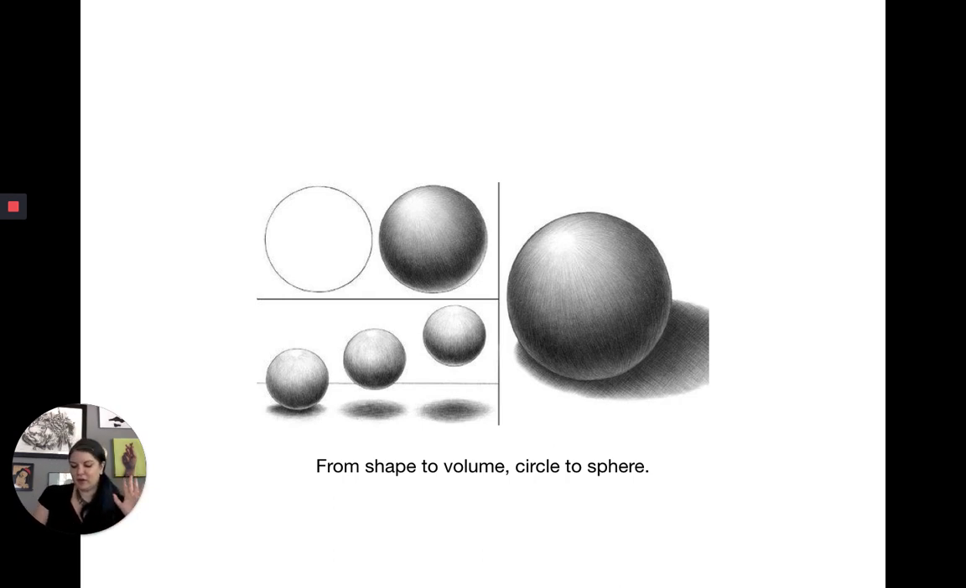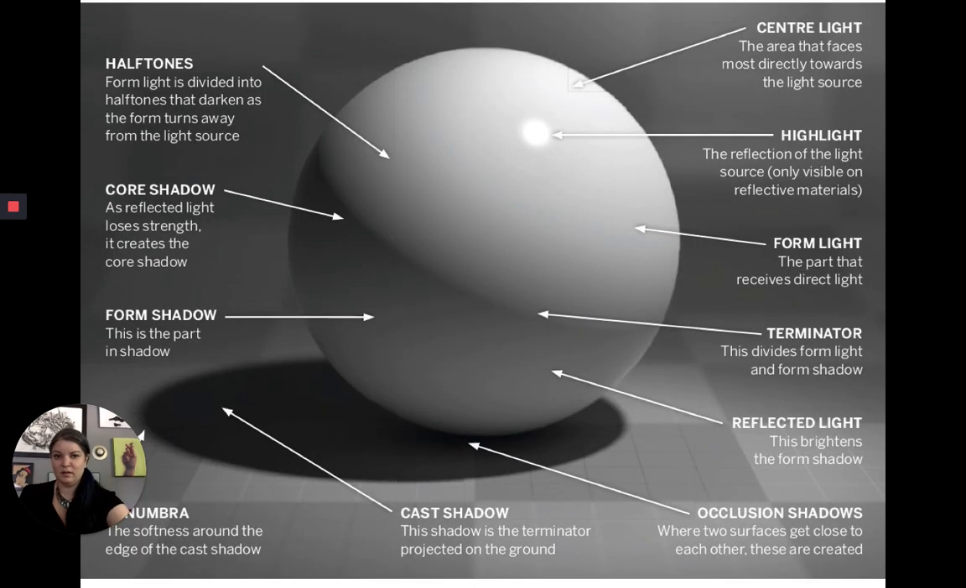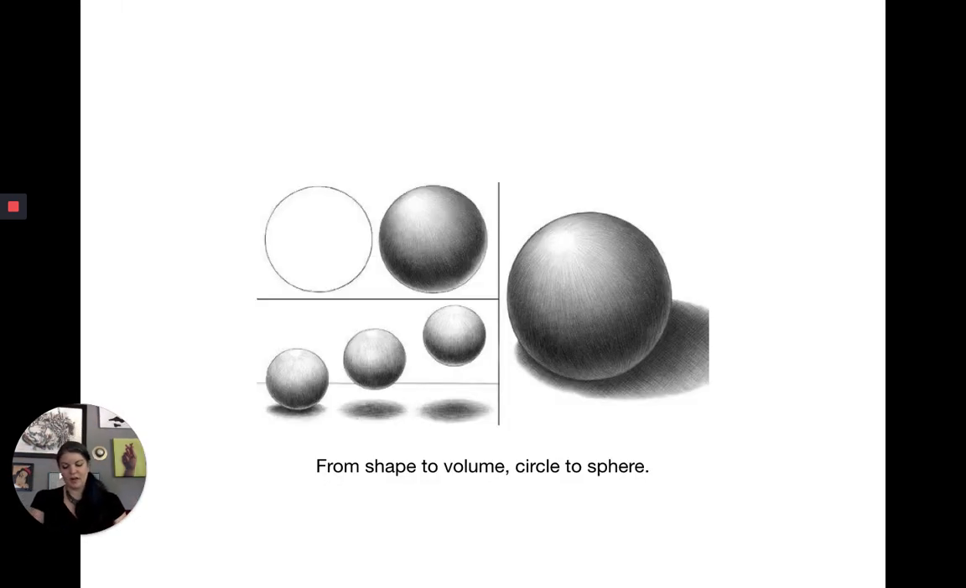Okay, so now that we have all the areas of value labeled, let's look at the transformation from a circle into a sphere. We begin with a simple outline or a contour, if you remember from the line lecture, and then we add the attached shadows, which are our core shadow, our form shadow, and our halftones. They're called attached shadows because they're attached. They're on the surface of whatever we're drawing. So we add those to our circle to start to make it more three-dimensional.